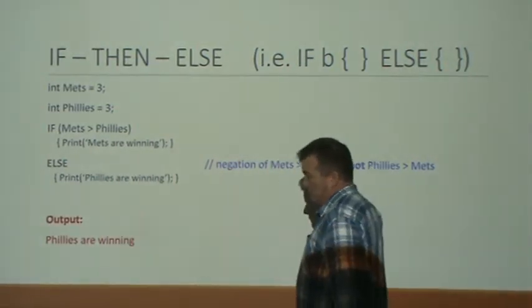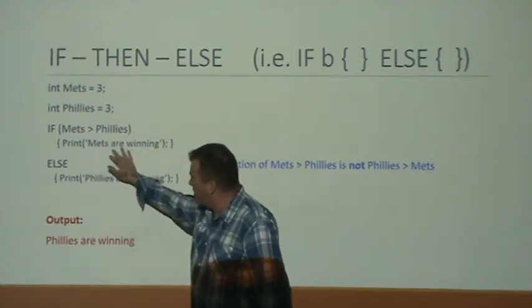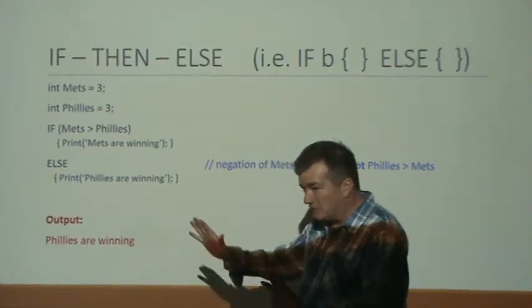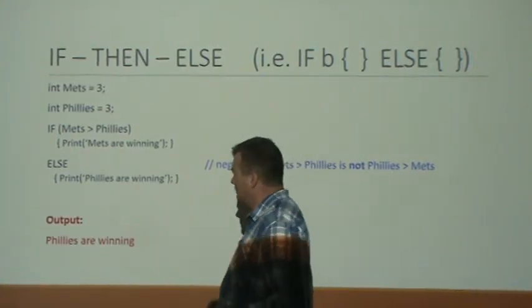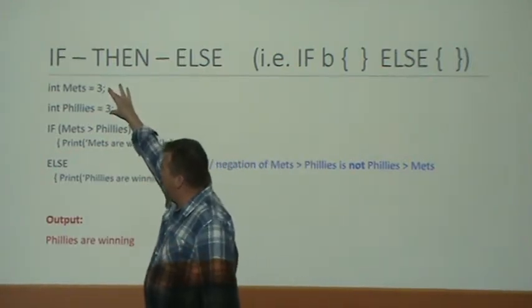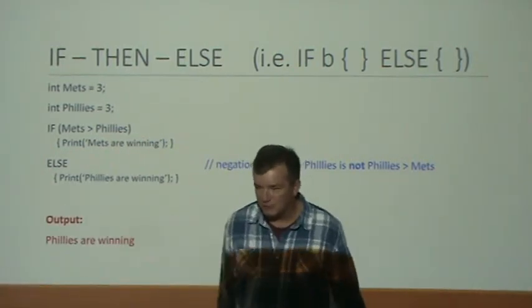So the code looks pretty good, right? We know that the Phillies or the Mets, one of them must be winning. And there's no such thing as a tie game. Right? So this would tell us the Phillies are winning, but actually the score is tied. So little hole in our logic.